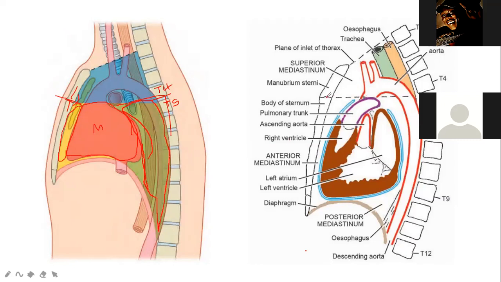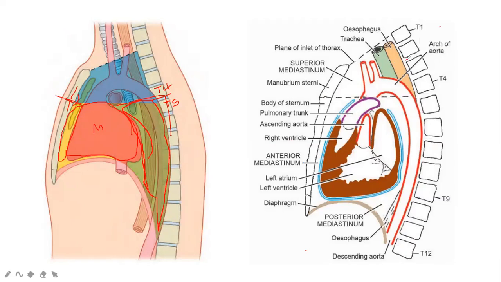So if we come here, that's the same thing that we see there, right? So that is the sternal angle, or the angle of Louis, right? A horizontal line going between T4 and T5, dividing the superior mediastinum and the inferior mediastinum. The inferior mediastinum is then divided into an anterior part, a posterior part and a middle part.